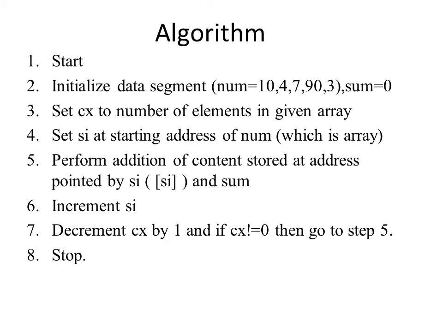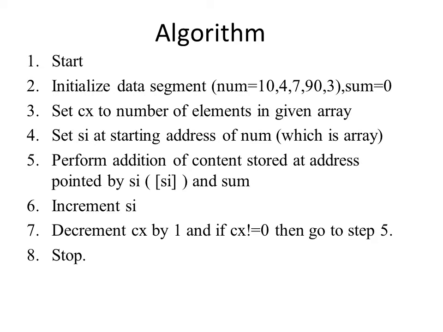Algorithm: first of all, we have to initialize the data segment. In the data segment we have to put one array, and the number of elements that we want to place in the array, by data type DB or DW. Sum is the variable which is going to take the sum of elements present in the array. Then the CX register is the counter register, which we will set as the number of additions that we are going to perform, meaning the number of elements present in the array.